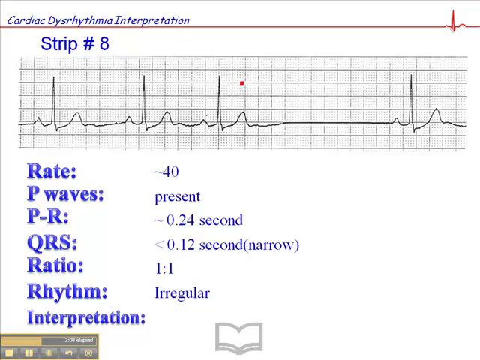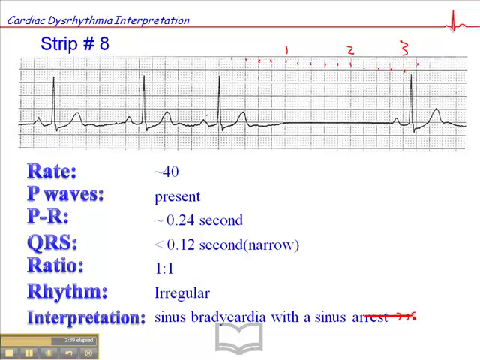So if we want to determine how long this pause is, because that's important, right? We count the seconds. So this is, we'll say 1, 2, 3, 4, 5. That's 1 second. 1, 2, 3, 4, 5. That's 2 seconds. 1, 2, 3, 4, 5. We'll say 3 seconds. So this is a 3-second pause. So what we have is a sinus bradycardia with a sinus arrest lasting approximately 3 seconds.